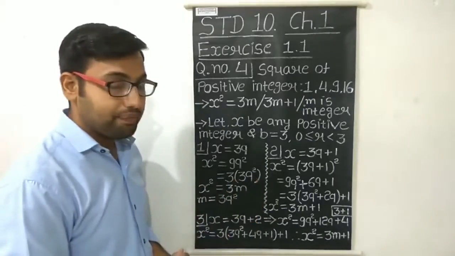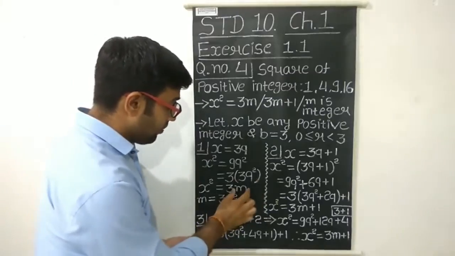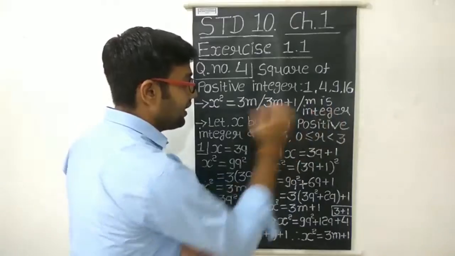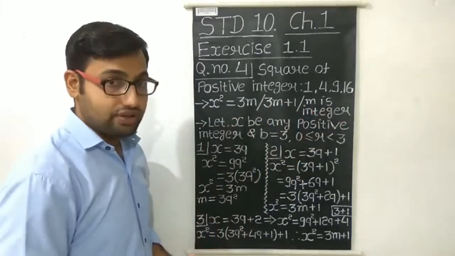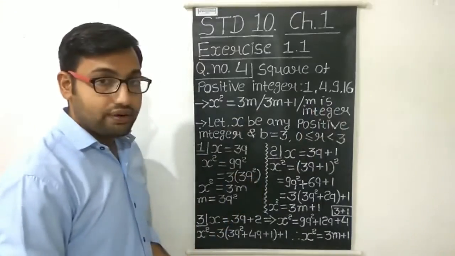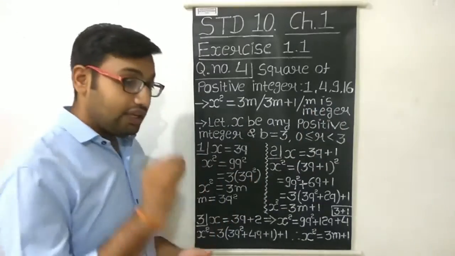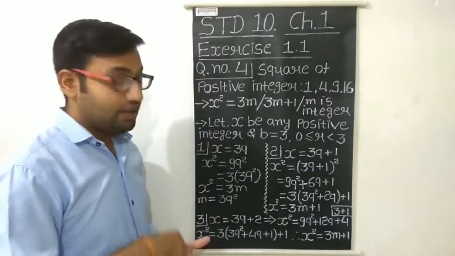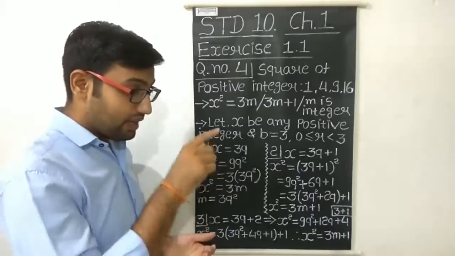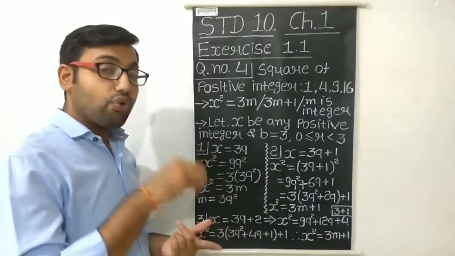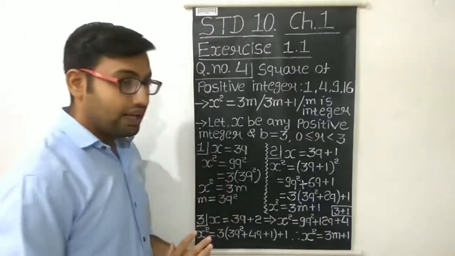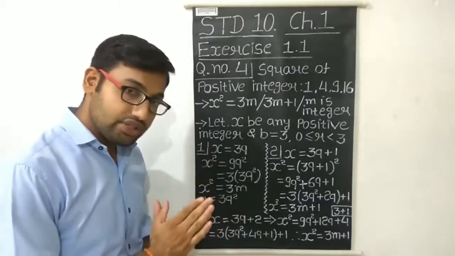Why did we put m? Remember what we have given m as. M we can take as any positive integer. Then what is the value of 3q square here? Remember in Euclid's division lemma we said that the two variables that we get, r and b, are also positive integers. So this q has some kind of integer value.